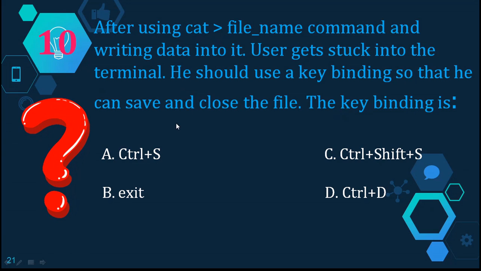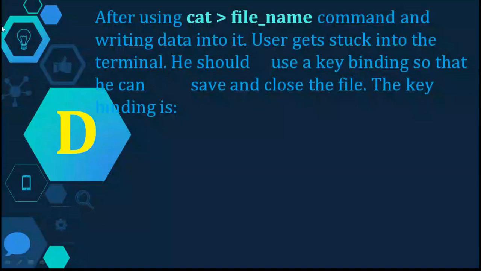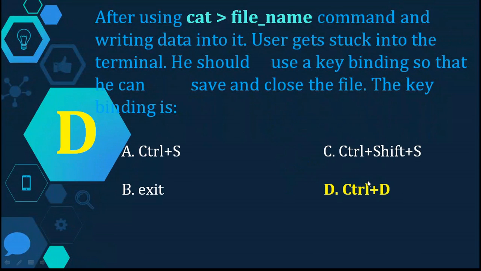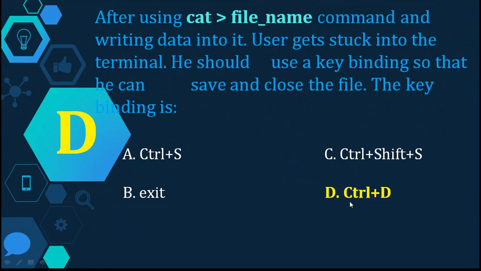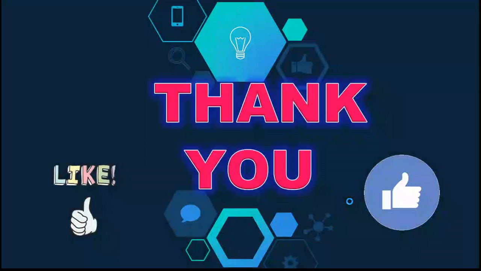So to come out of it, what will you press? Option A, control plus S. Option B, control plus shift plus S. Option C, exit. And option D, control plus D. Let's see the answer. So the answer is D. Control plus D is used to come out of the given file.